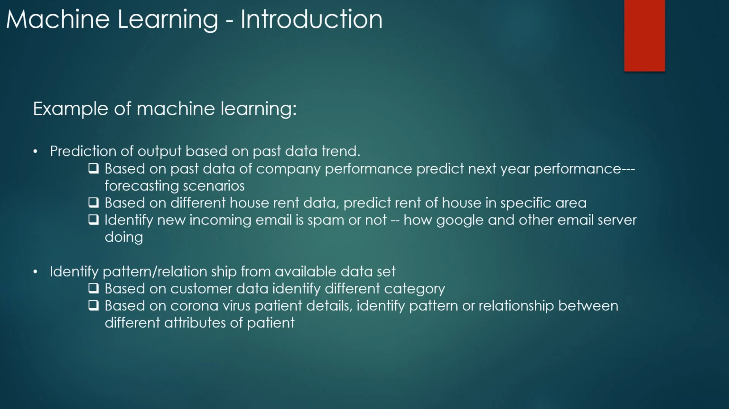Like we have one data set where we have the details of a house, like how old the house is, how many bedrooms it has, whether it has any attached bathrooms, in which area that house belongs to, which floor it is on. All that information we have, and we also know the rent of that house upfront.